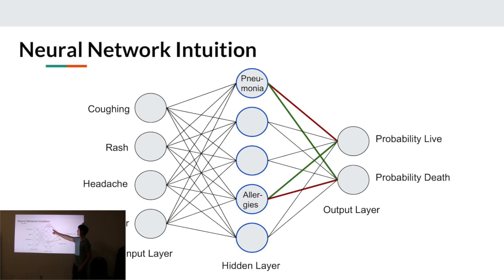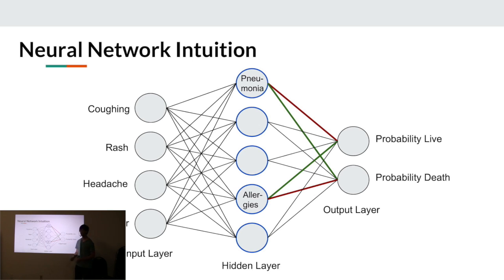For example, if we knew that someone had pneumonia, then they might have a high probability of dying. For those of you who don't know, pneumonia is a condition where the lungs fill up with fluids, and the lungs are then more susceptible to bacterial infections. So pneumonia is a pretty high indicator of death, but for the example, let's say it is. On the other hand, if the coughing and the headache were just from allergies, that's probably not that fatal, and so that would be a low indicator of the probability of death.